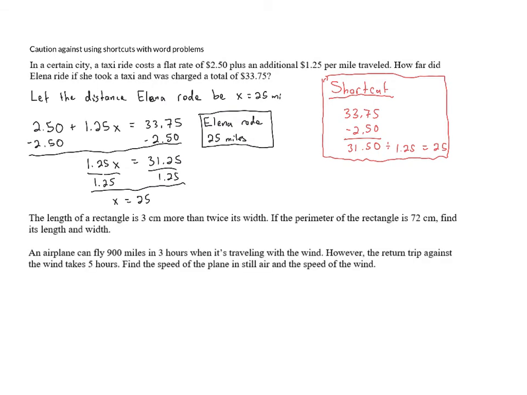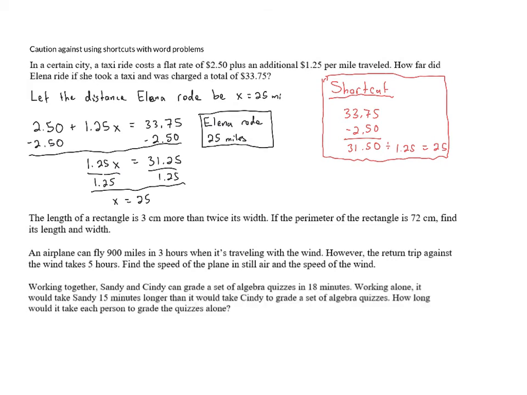Here is an example of what's called a uniform motion problem. An airplane can fly 900 miles in 3 hours when it's traveling with the wind. However, the return trip against the wind takes 5 hours. Find the speed of the plane in still air and the speed of the wind. This is an even more complicated situation that we cannot solve without let statements and variables and writing equations and solving equations and things like that.